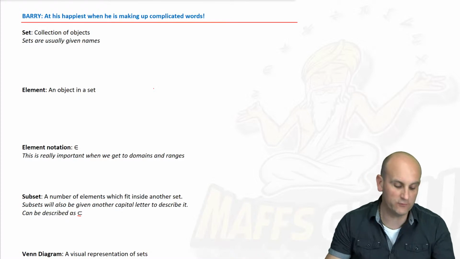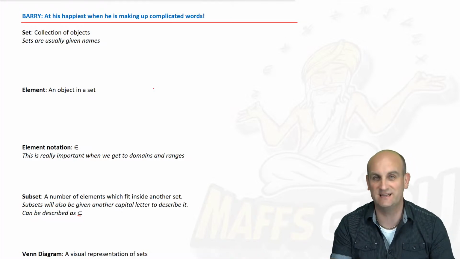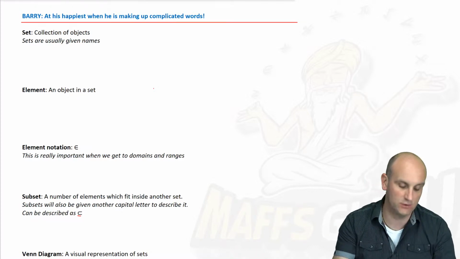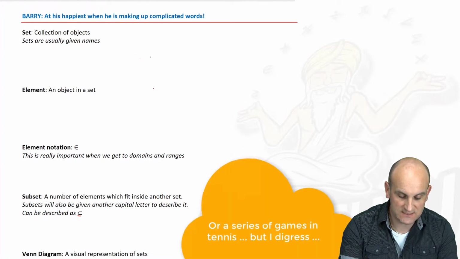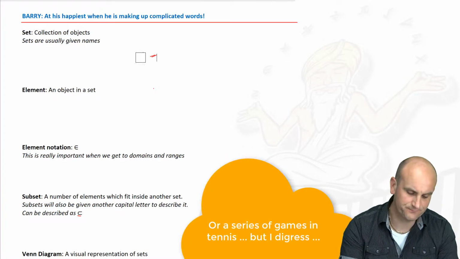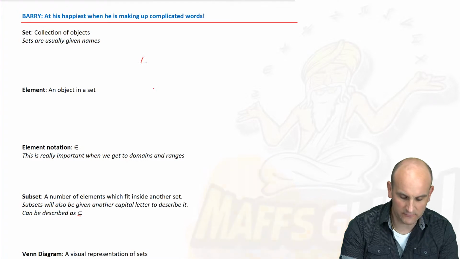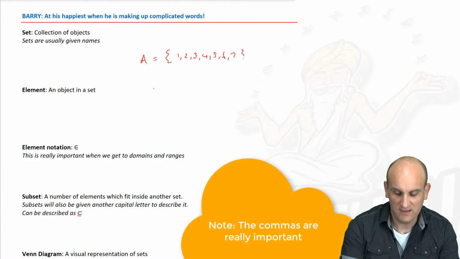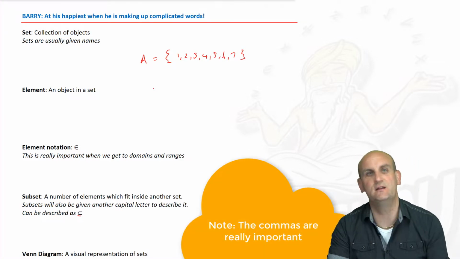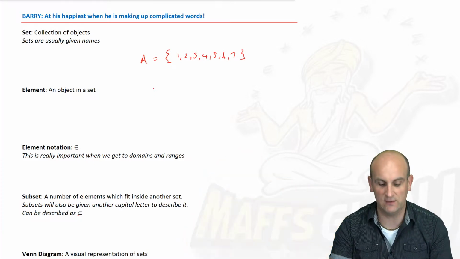So for example, the first word that I want you to know is the word set, which is nothing more than a collection of objects. Now we normally give sets a capital letter. We have an equals, and then we do things like 1, 2, 3, 4, 5, 6, and 7. So this may be a 7-sided dice and all of those individual outcomes.